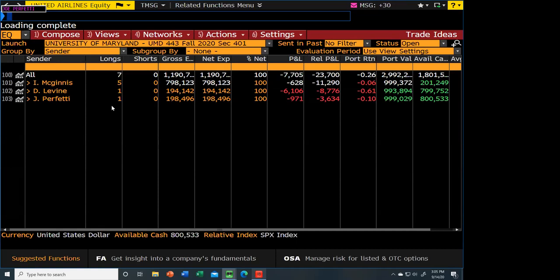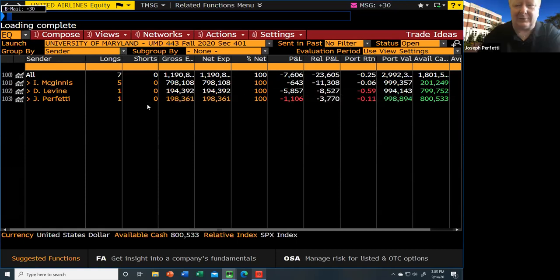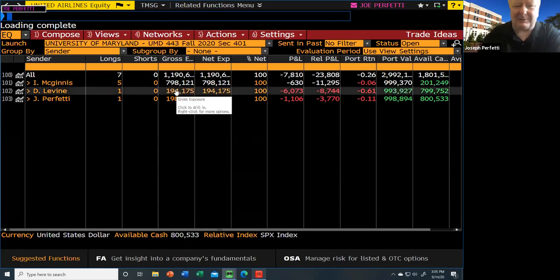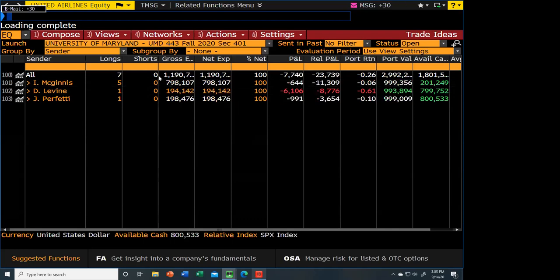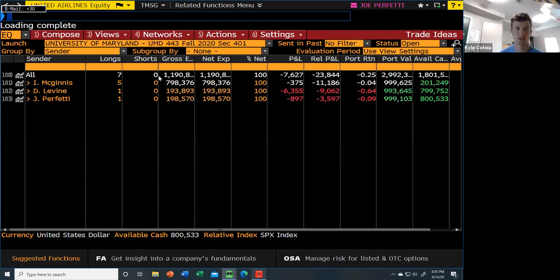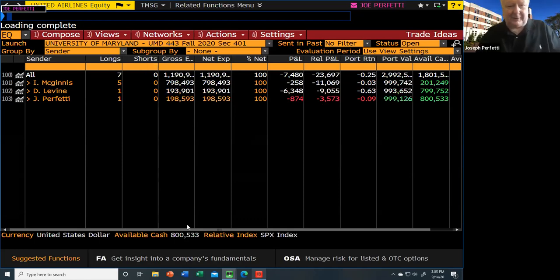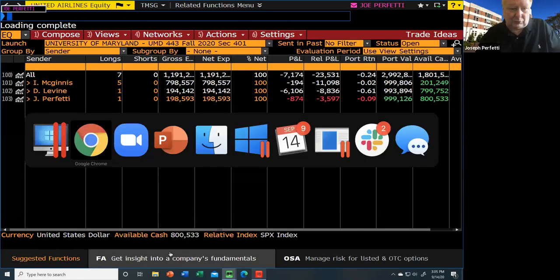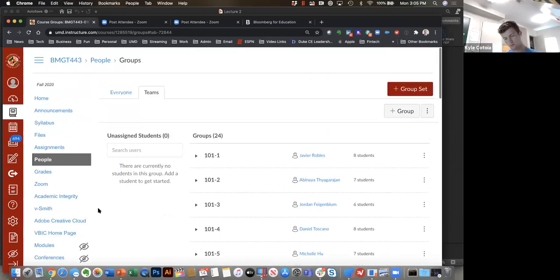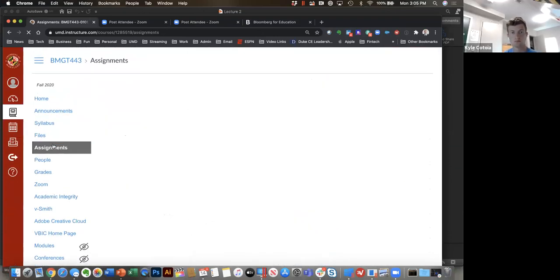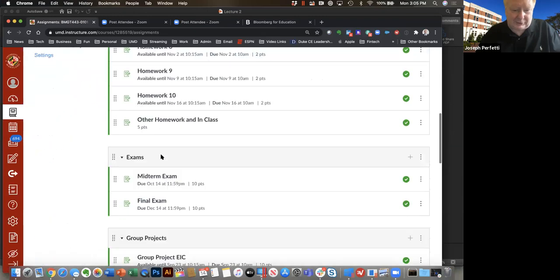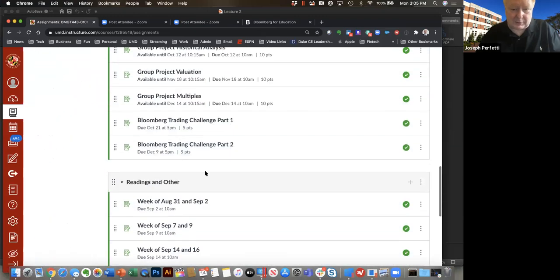Let's say I bought Cisco and I sold Cisco. That's still only 1 trade. I need to then take the money and put it in somebody else to get a second trade. All right, perfect. What date is halfway through the semester for this Bloomberg challenge? It's on the syllabus. Let's see if I can go back to the syllabus. It's listed under the assignment for the Bloomberg Trading Challenge: October 21st, 5 p.m. Thank you.